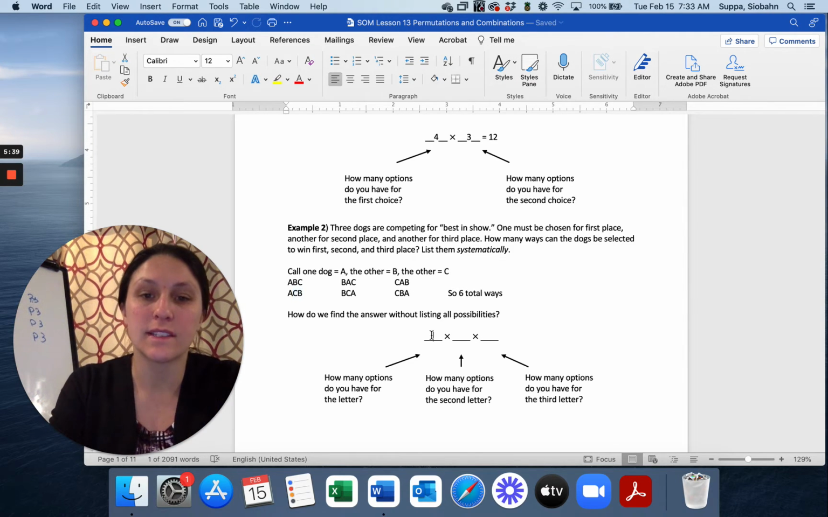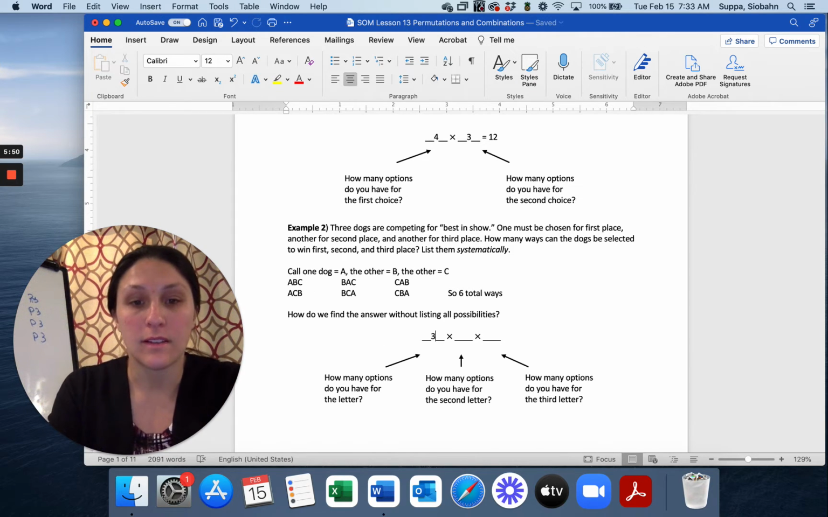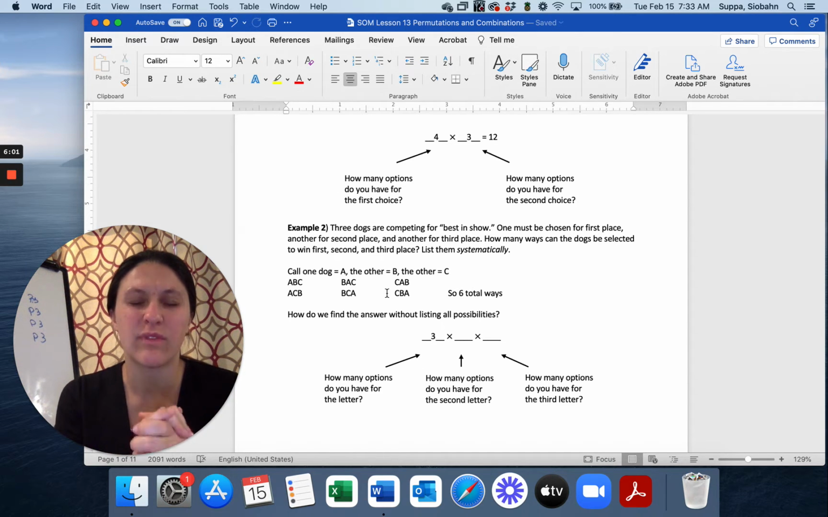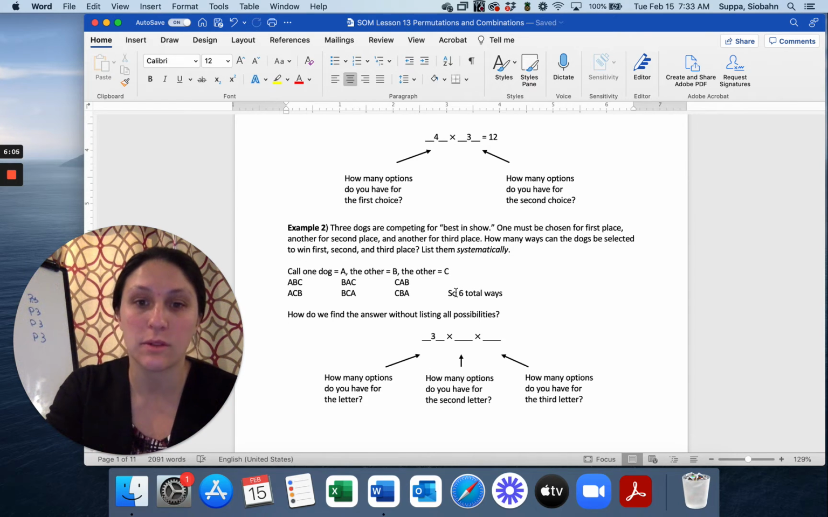You could also find this answer without listing the possibilities by asking yourself, how many options do you have for the first letter that you wrote? Well, you have 3 because you could have written A, B, or C. Now I started with A because I wanted to do it systematically. I didn't want to do it in a random way because then I wouldn't know if I got all of the outcomes. So systematically listing the elements is very important because it makes sure you got all of the outcomes. I didn't know that there were 6 before I started the list, but now I do because I'm very certain that I got all 6 outcomes.